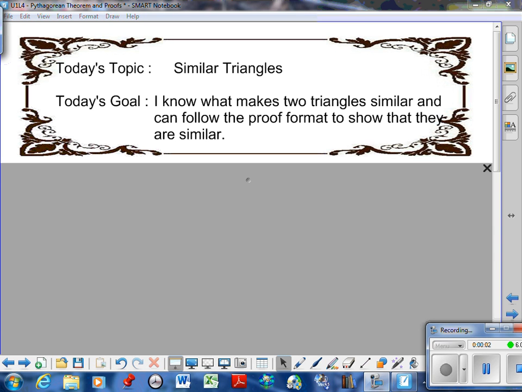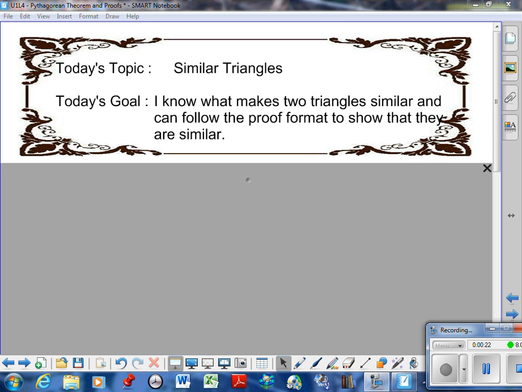All right, for the academic program, I've tied this together with the Pythagorean theorem. We're going to do some similar triangle proofs. The goal today is that I know what makes two triangles similar. That's the first thing. I want you to be able to tell me that in a test situation. And secondly, can you follow the proof format to show that they're similar?